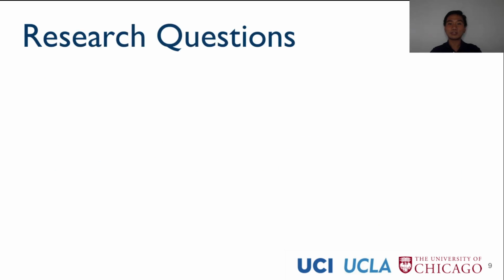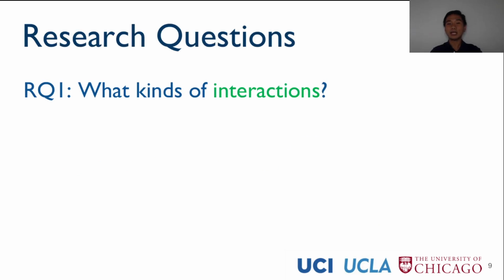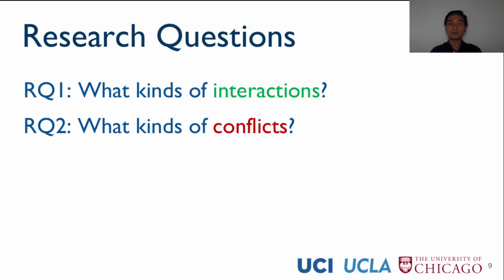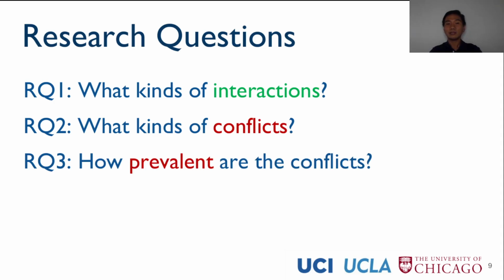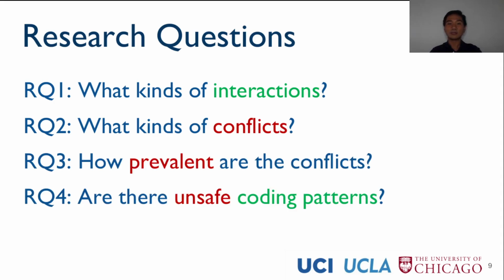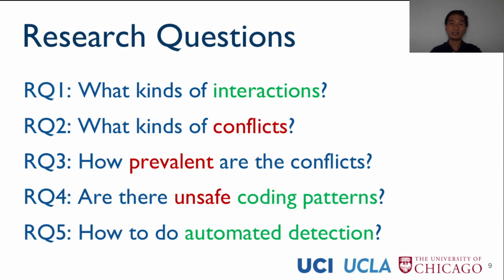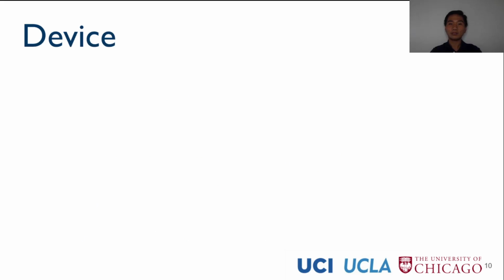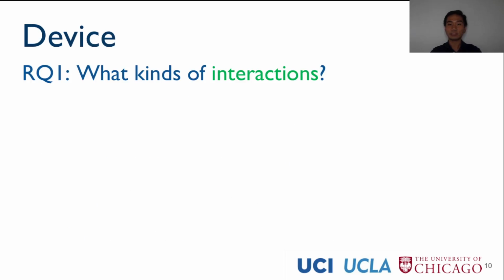To guide our research, we also defined 5 research questions, namely what kinds of app interactions, what kinds of conflicts can we find in the pairs, how prevalent are there unsafe coding patterns, and finally, how can we do automated detection? Let's take a look at the first group of pairs, the device group, and let's answer the first question. For the device group, we found 4 types of interactions.